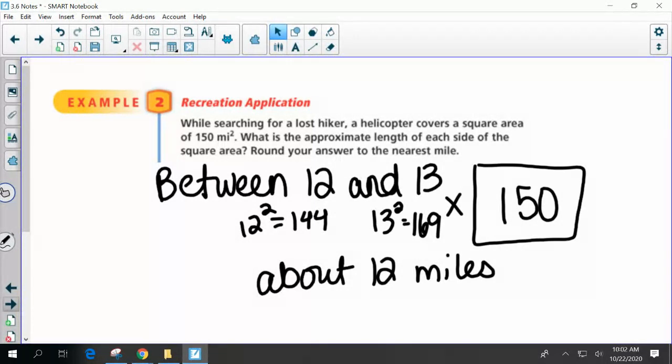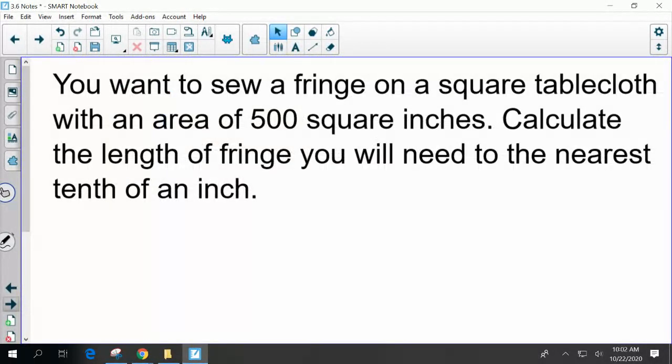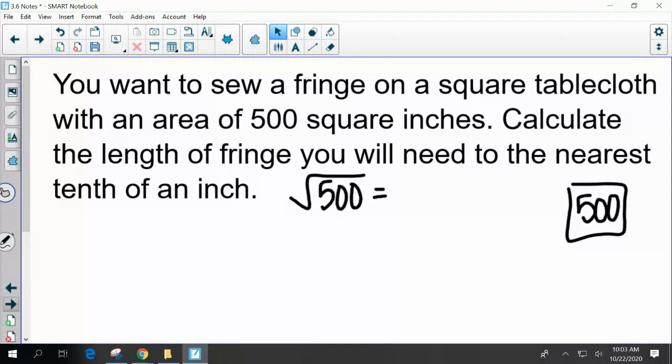Okay, so we're going to do the same thing on number 4. You want to sew a fringe, which would be like a border, around a square tablecloth with an area of 500 square inches. Calculate the length of the fringe you will need to the nearest tenth of an inch. I realize that you do not have 500 on your chart. So let's actually calculate the square root of 500 using your calculator. I want you to give me 2 decimal places, to the hundredths.